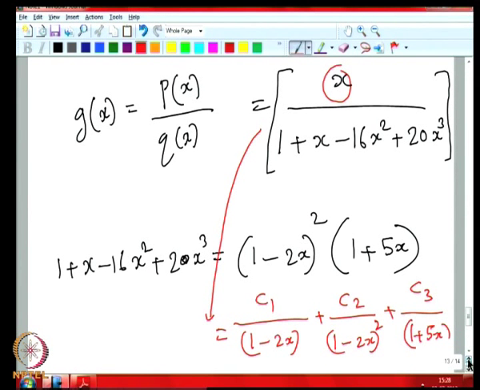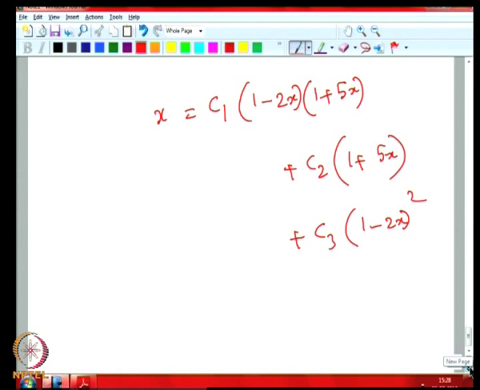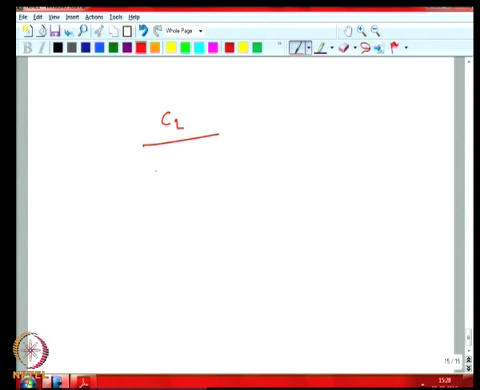So, we have to get the coefficient of x raised to n from this, and from this thing, and then from this thing. We already know the trick by which we can infer the coefficient of x. For instance, if you want to get the coefficient of x raised to n in c2 by (1 minus 2x) square, what will you do?